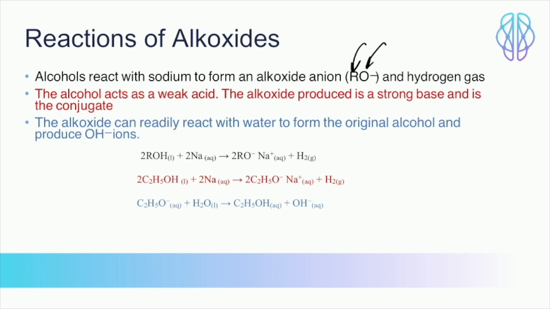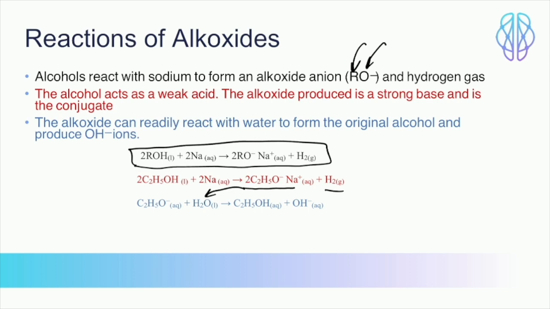So this is the general formula for the reaction, but on the bottom I've represented that with ethanol reacting with 2Na, which gives you the alkoxide and the hydrogen gas. It's also important to know that when you put this alkoxide back into water, or make it react with water, this alkoxide will generate the original alcohol and also an OH- anion.